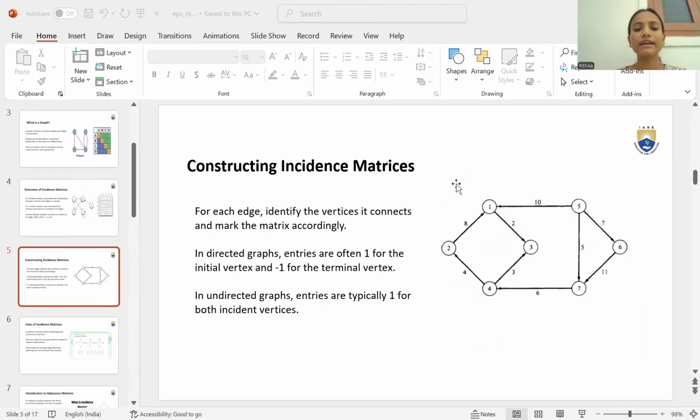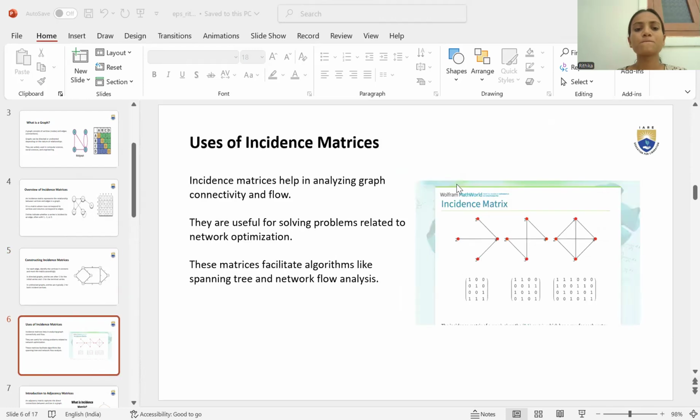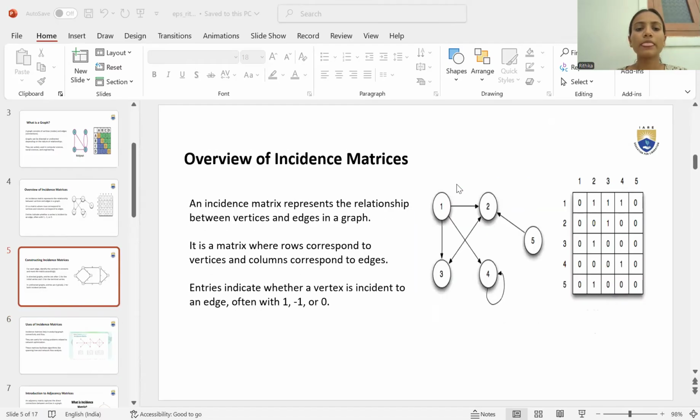In a directed graph, entries are often 1 for the initial vertex and -1 for the terminal vertex. In undirected graphs, entries are typically 1 for both incident vertices. Uses of incidence matrices. Incidence matrices help in analyzing graph connectivity and flow. They are useful for solving problems related to network optimization. These matrices facilitate algorithms like spanning trees and network flow analysis.